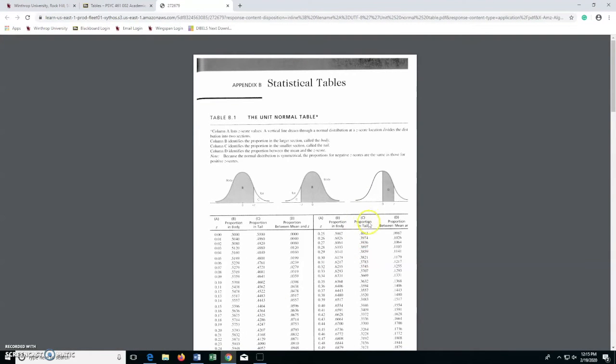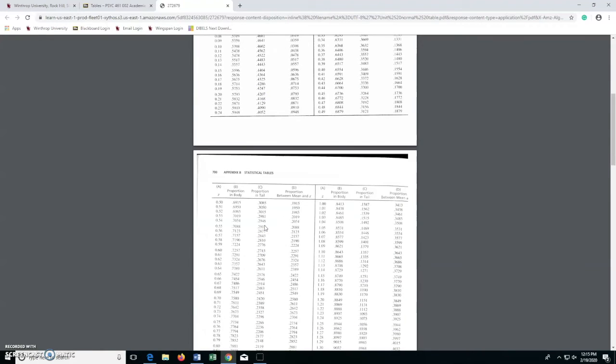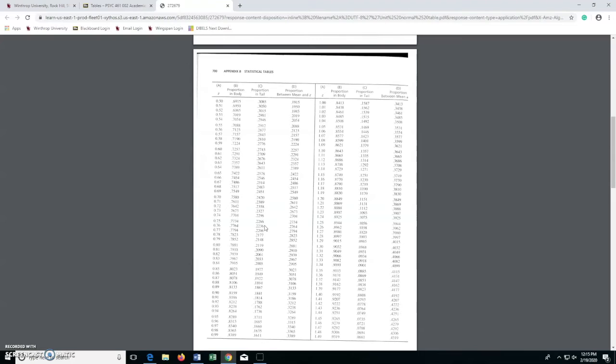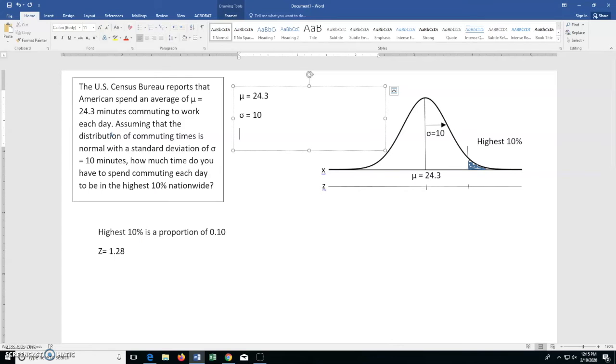Now we're looking for the proportion in tail, column C, for that highest 10%. So we're looking for 0.10, and we're going to find the corresponding z-score. And as you can see, our corresponding z-score is 1.28. Now I'm just adding that z-score to our given information.